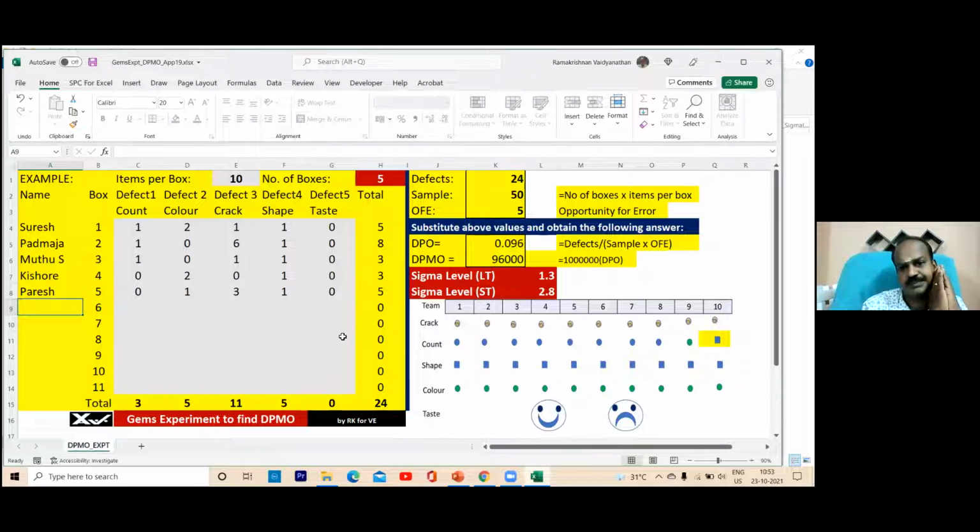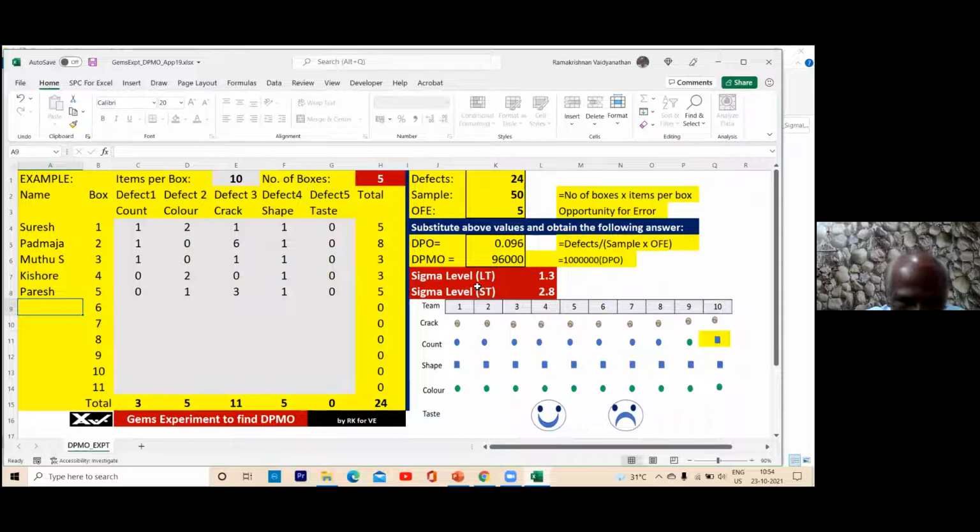Now the question is, sigma level is 2.8. Is it good or bad? How much should the sigma level be? 6. Very good. Sigma level should be higher. Sigma level is low. Am I right? Yes or no? Yes.